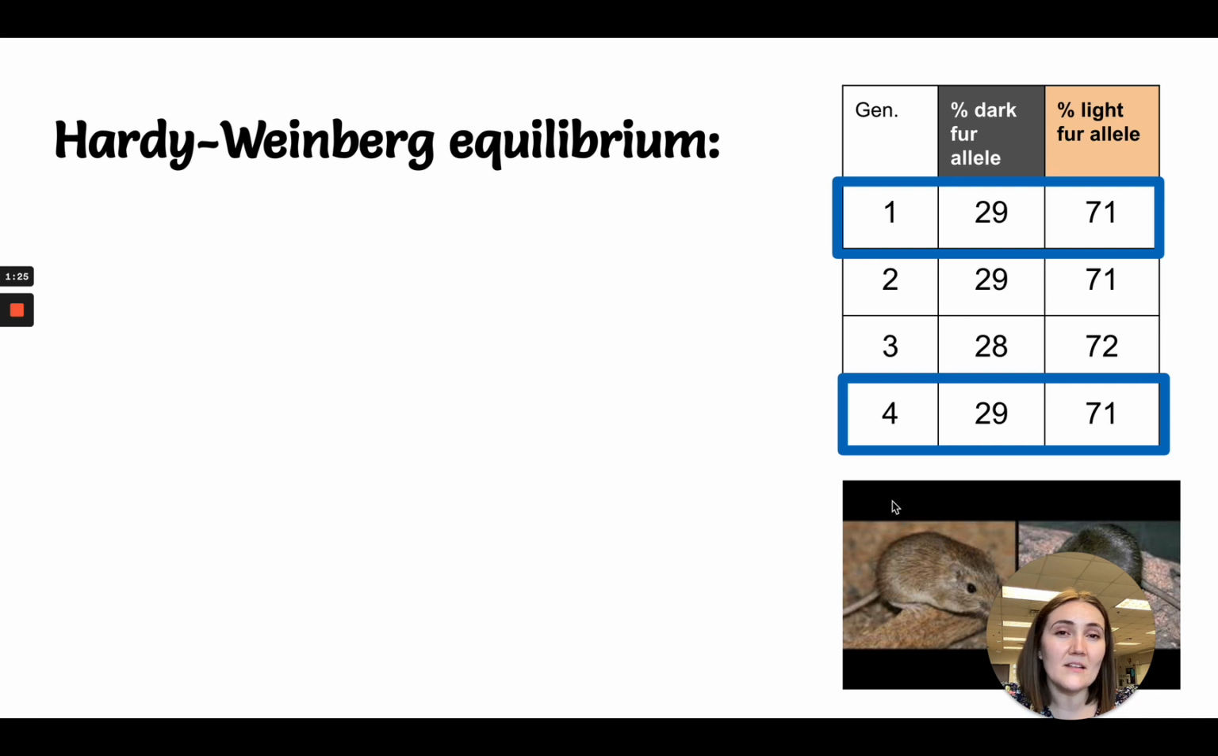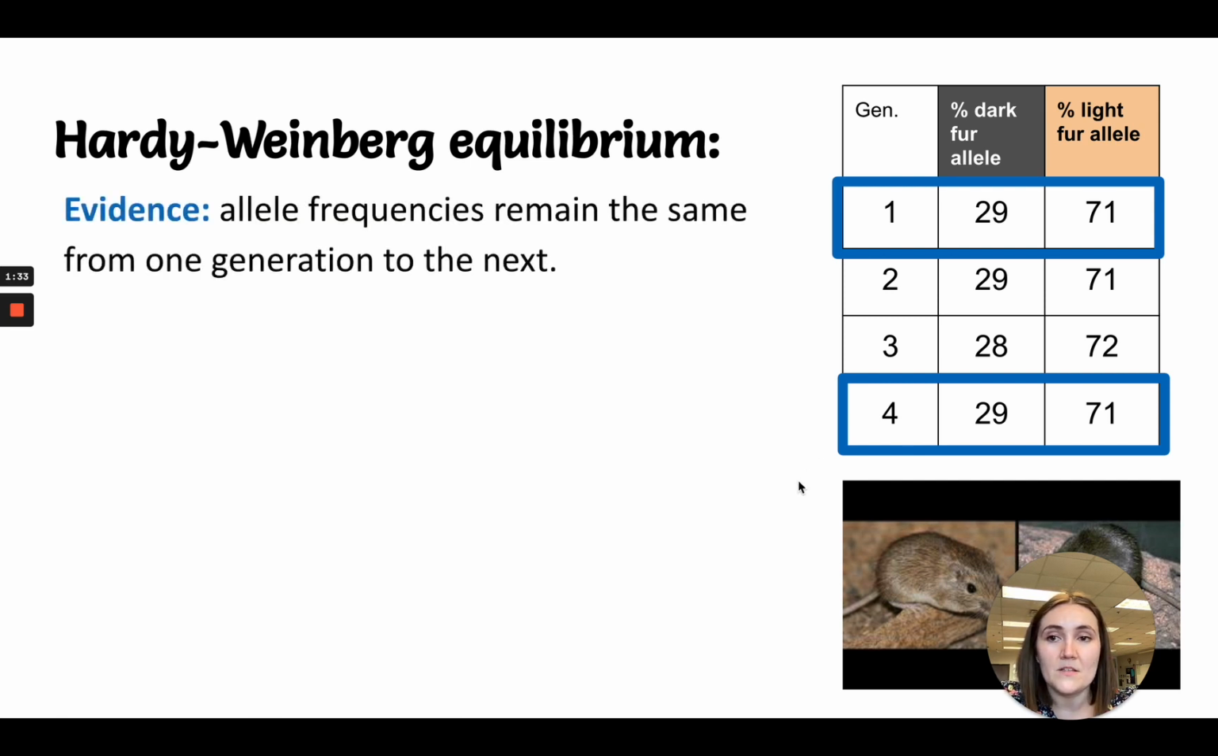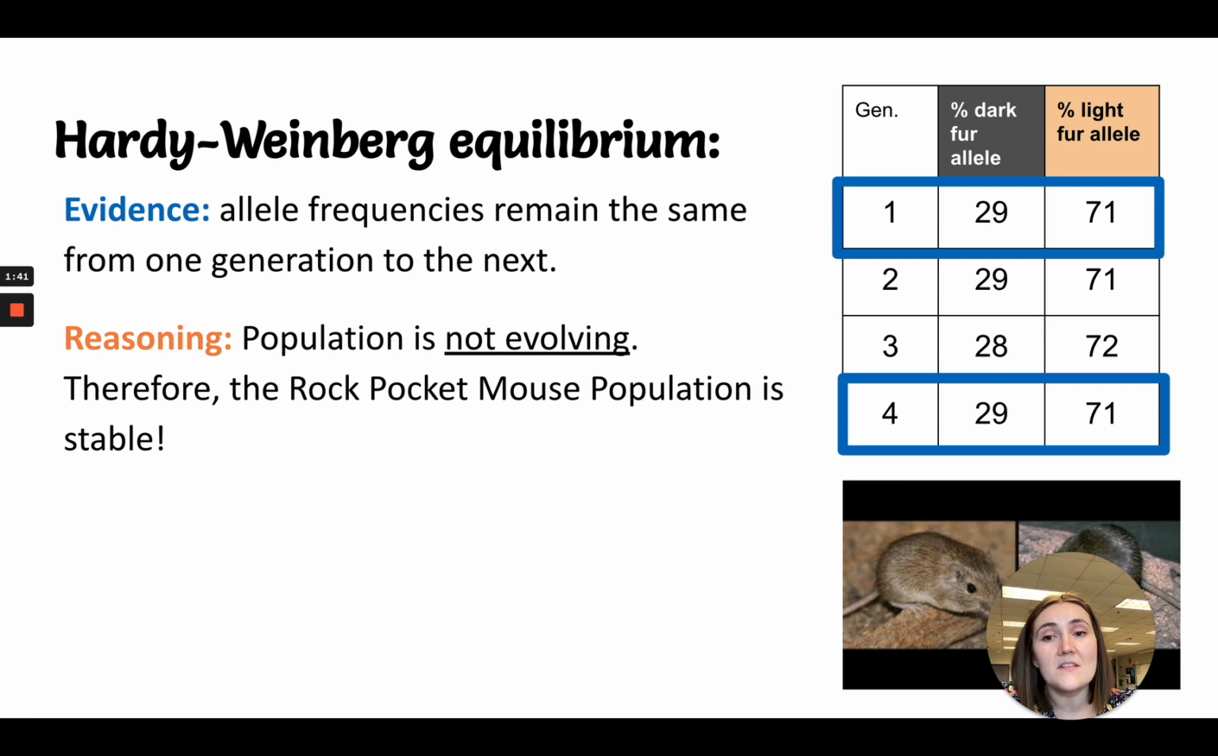So we have something that's called Hardy-Weinberg equilibrium. What I want you to do is pay attention to generation 1 and generation 4 here. We have evidence that suggests that the allele frequencies have remained the same from one generation to the next, and that gives us the reasoning that the population is not evolving. Therefore, we can say that this population is stable, and that could be a really good thing.